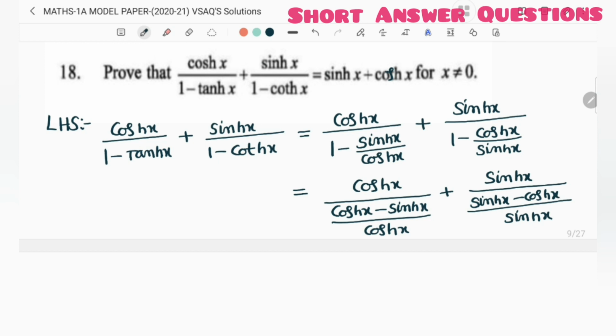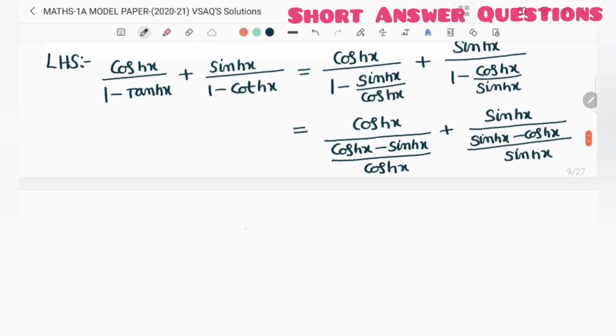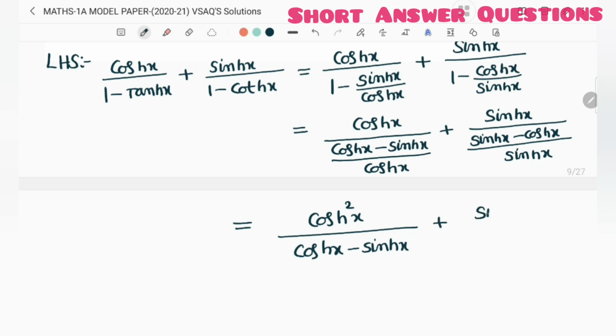So denominator of a denominator goes to the numerator. So cosh square x will come there, divided by cosh x minus sinh x, plus sinh square x, sinh x into sinh x, by sinh x minus cosh x.